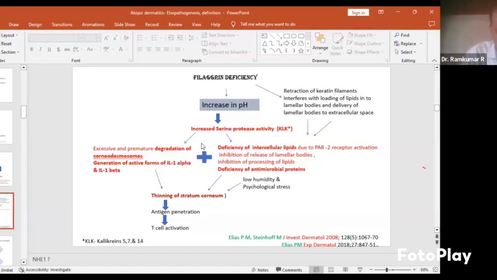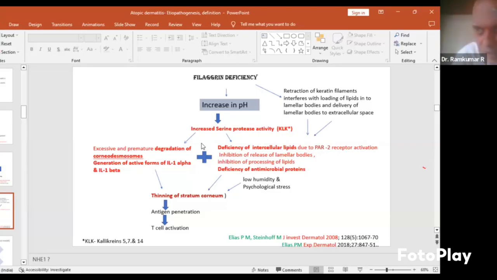So the problem is the stratum corneum does not develop into multiple layers. Normally at least 10 to 20 layers will be there. As it goes up, it will have more and more natural moisturizing factors, and it will become more and more thick. The corneocyte cell wall also will become thick. But because of this premature breakdown of the stratum corneum, the cell wall is not thick, intercellular lipids are not deposited, and it cannot accumulate enough natural moisturizing factors.